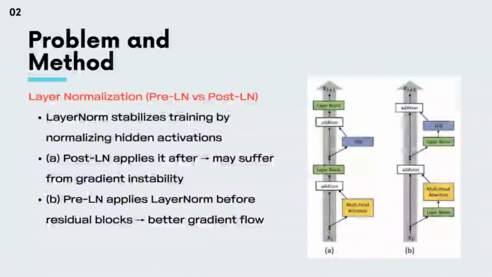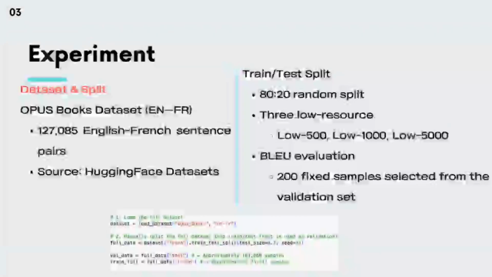Now let's look at the key difference. In the PostLN structure, layer norm is applied after the output of the block. In PreLN, normalization is applied to the input before each block.